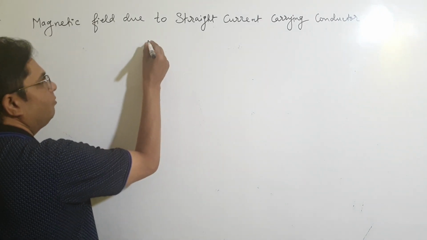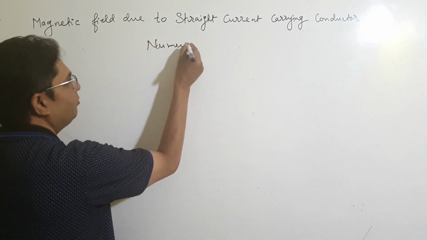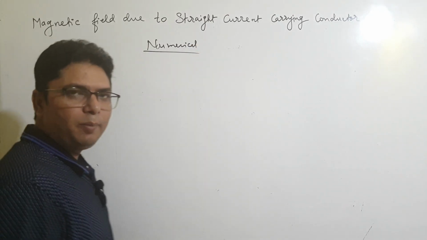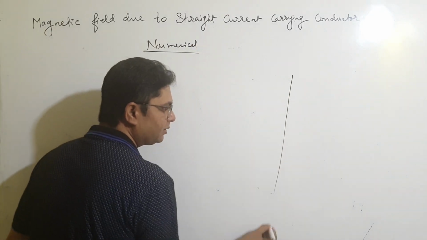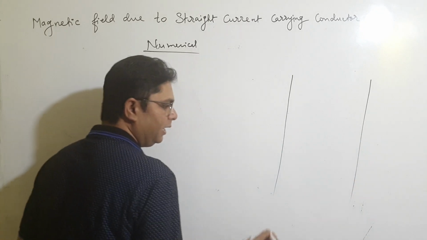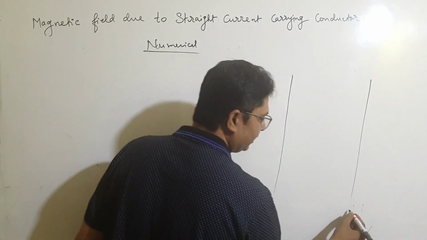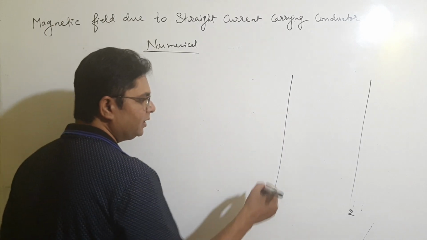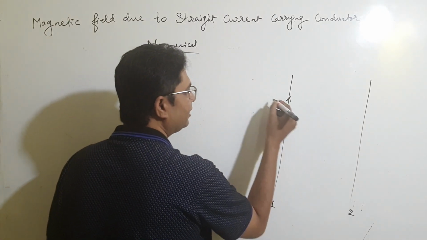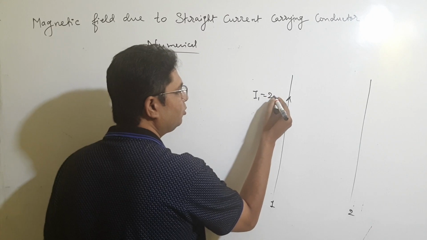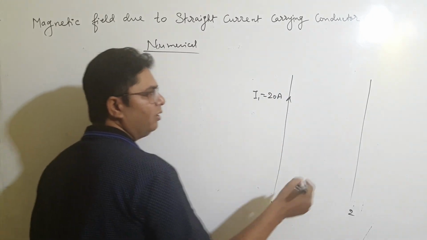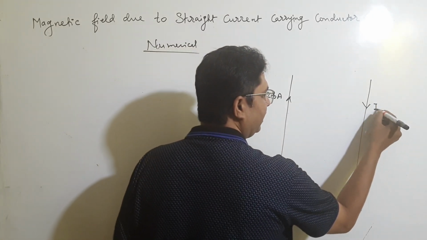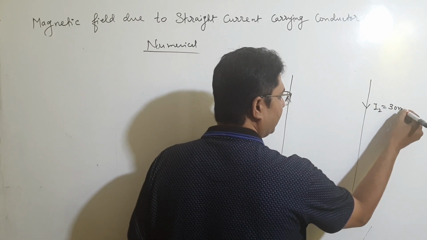Here is a numerical for you. I am designing a numerical for you. I am taking two parallel wires, 1 and 2. Let this wire be 1, this wire be 2. Now in the front wire, the current is moving upside. Let the current be I1, which is 20 ampere. And in wire 2, the current is moving downside, I2 is equal to 30 ampere.